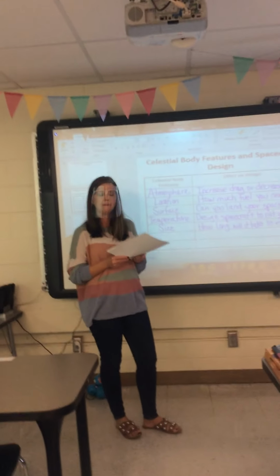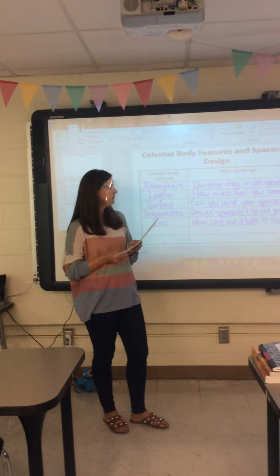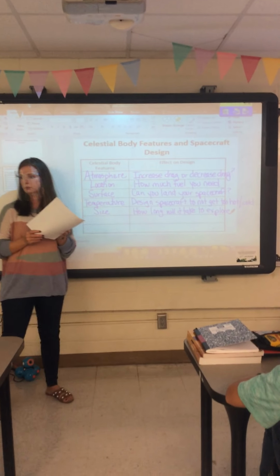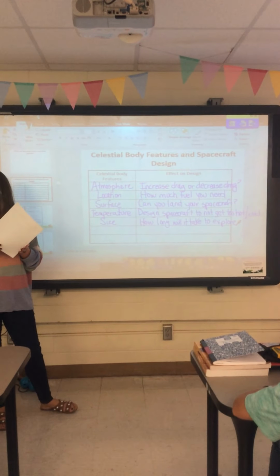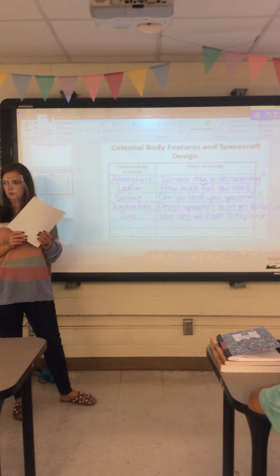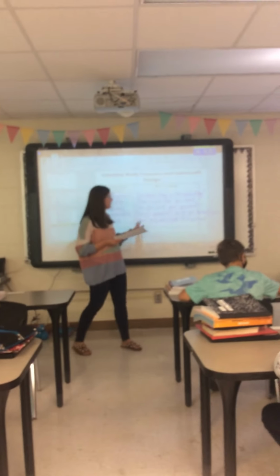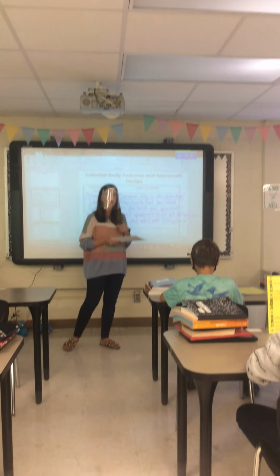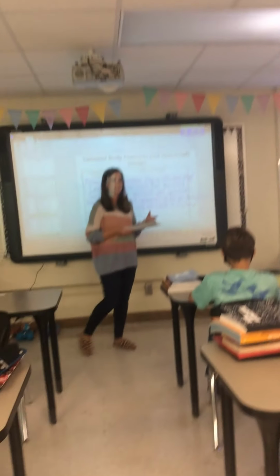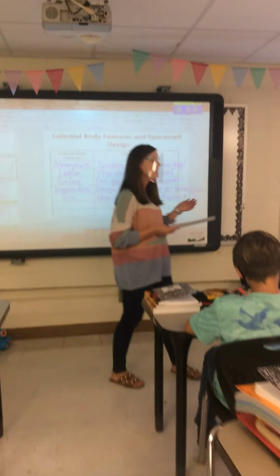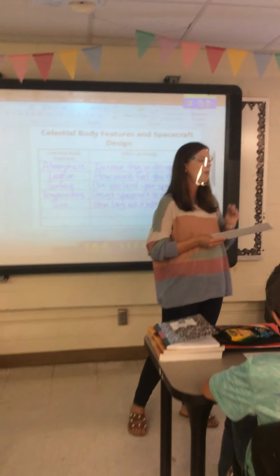Alea: Because if you're close to the sun, it might get too hot and explode, and if you're far from the sun, it might get too cold. Right. So you have to write a sentence to say temperature is important because I have to design my spacecraft not to get too hot or cold. Does that make sense? You're giving me a sentence for why each one of those is important.